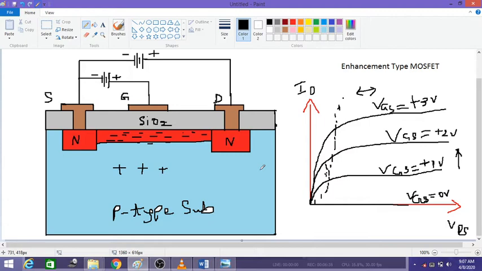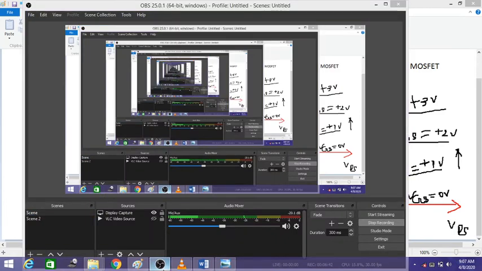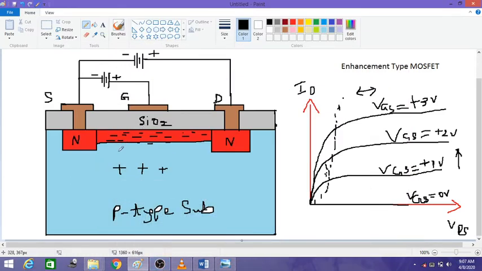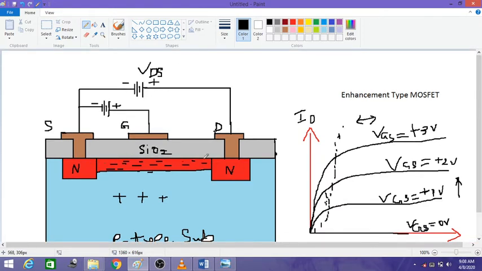So hope you have understood this diagram. The main thing to note here is the absence of the channel during the construction of the enhancement type MOSFET. And how do we create the channel? To create the channel, we have to apply a positive gate voltage. Due to this positive potential, the majority carriers get repelled and minority carriers start accumulating near this SiO2 layer. That forms the channel, and that forms the path for the current to flow from source to drain. Based on the VDS voltage, the current starts flowing.